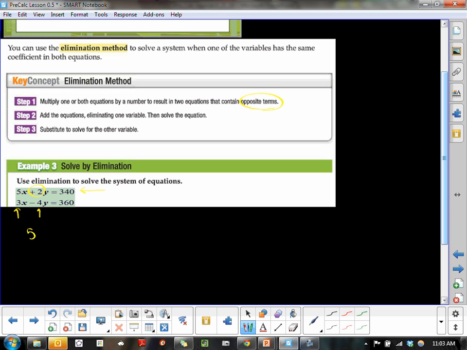I'm going to take this top equation, 5x plus 2y equals 340, and we're going to multiply the whole thing times 2. So I'm going to put the parentheses around to indicate that I multiply it by 2. And then I'm going to multiply it over here on this side, so 5 times 2 is 10, so we got 10x, and 2 times 2 is 4, so that's 4y, and 2 times 340 is 680.